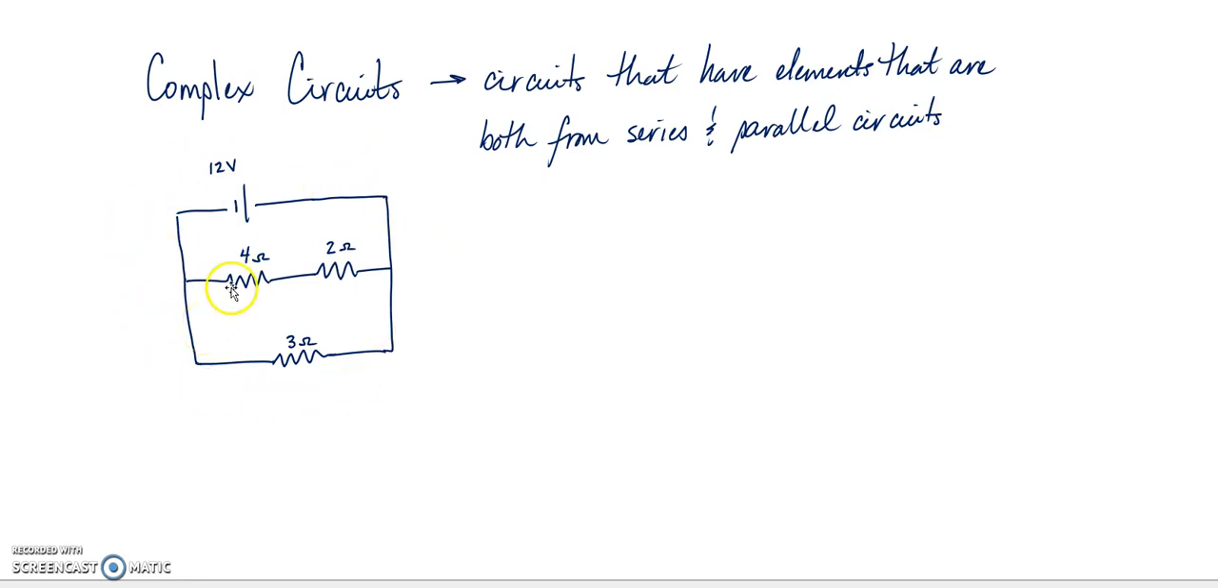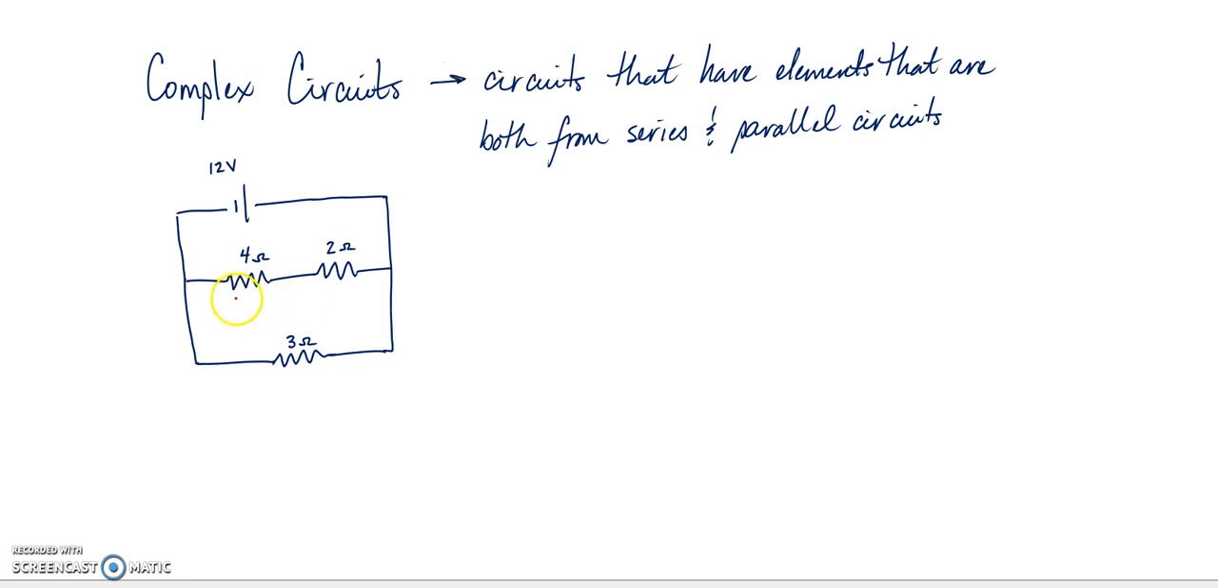As you can see, this is in series, but this is in parallel with this group. So we have two things going on at once here. We can't purely use our rules for series, and we can't purely use our rules for parallel. So we have to figure out, how do I make this ugly circuit into something I can manage? The way to do that is to first simplify the resistors.